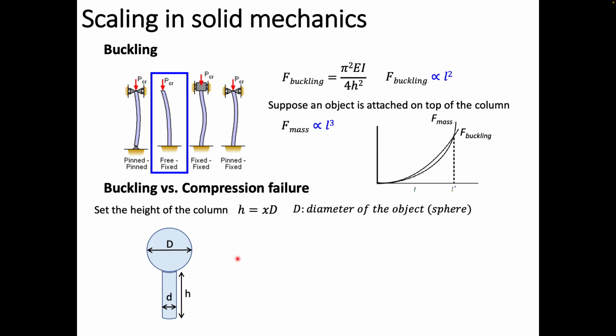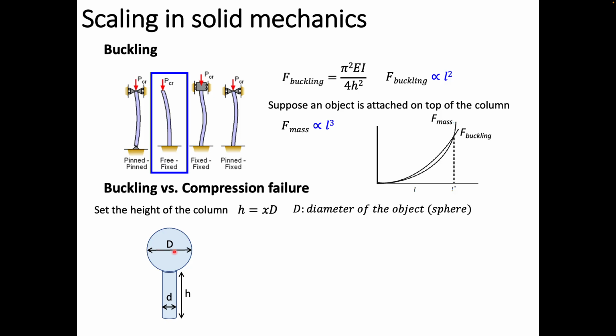In this case, this is just a representative example, okay? So here, this is the object attached to the beam, and this is the beam, and we are just arbitrarily setting this height of the column, this h, as x. This is essentially the scaling fraction, okay? X is the scaling fraction, and d is the diameter of the sphere, the object here, okay?